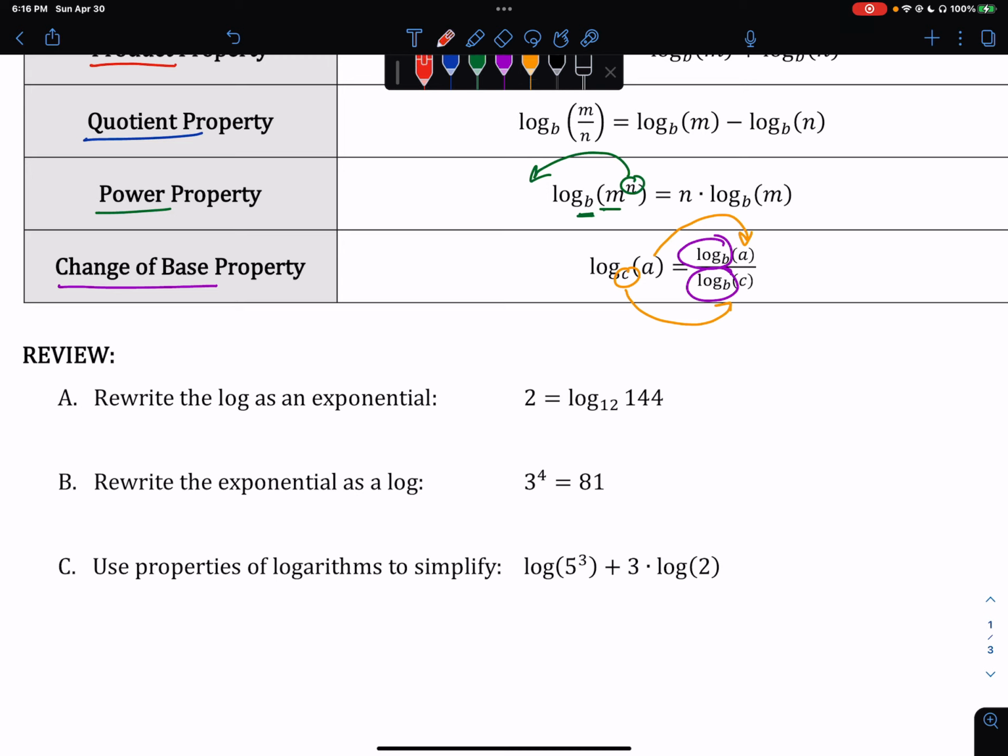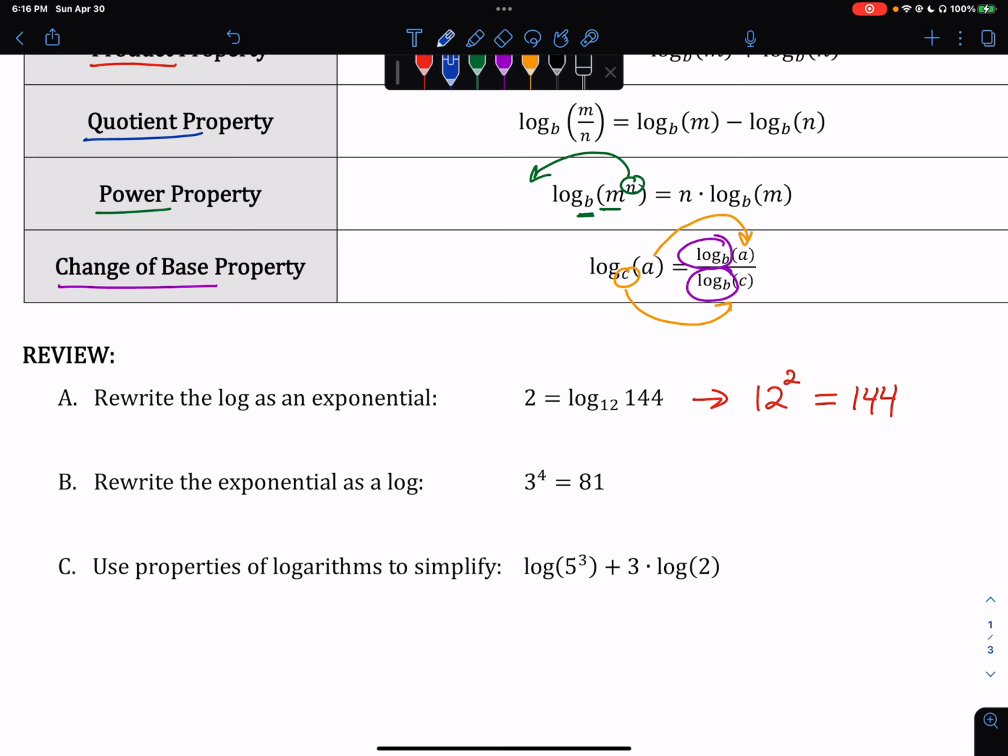So for letter A, it says rewrite the log as an exponential. So we can see that it says 2 equals log base 12 of 144. That means our log base is going to match our big base. Our answer is our exponent. And then that has to equal the big number in our log, so in this case, 144. And that's all we have to do, just rewrite it as an exponential function, which is this right here. So that's letter A.